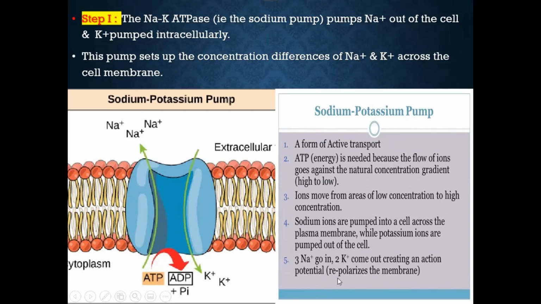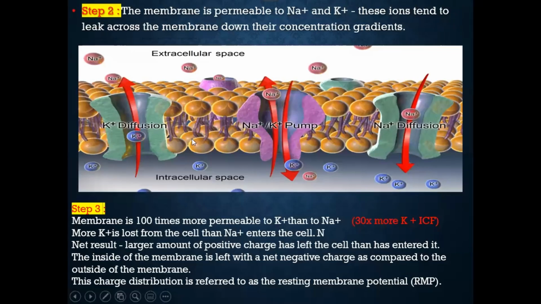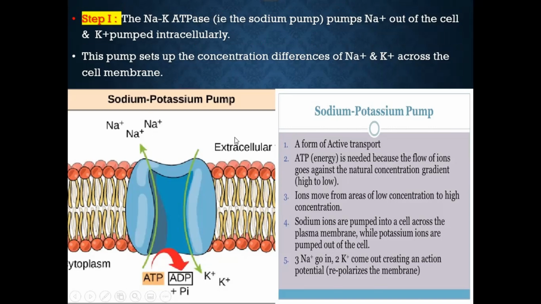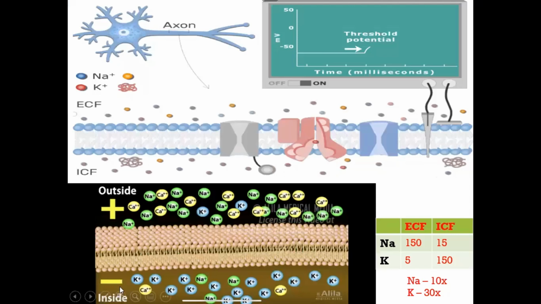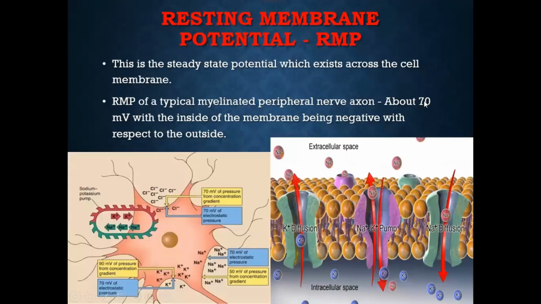Okay, creating an action potential is the other way around. Sorry, that was important, so you should understand this part. This pump creates a situation where there are more positive ions outside compared to intracellular, leading to a resting membrane potential of negative 70.